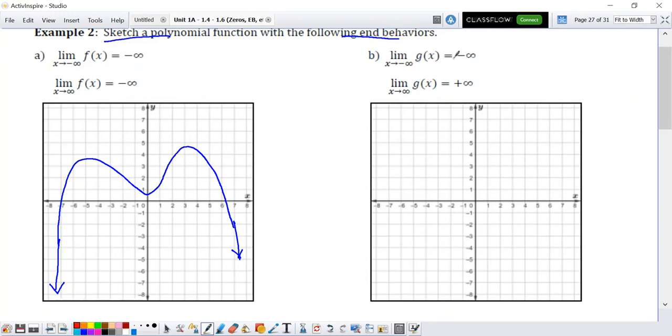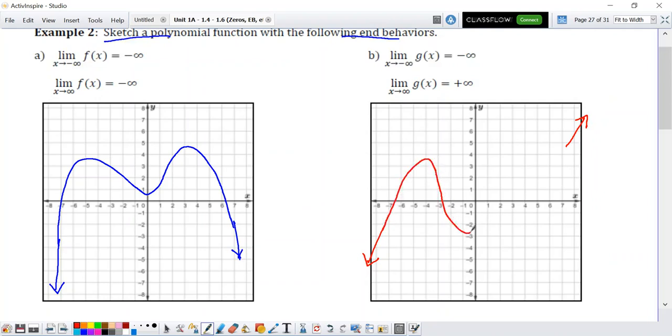X goes to negative infinity, graph goes to negative infinity, which means x negative, y negative, third quadrant. X goes to infinity, y goes to infinity. So, possible polynomial function. Anything you want.